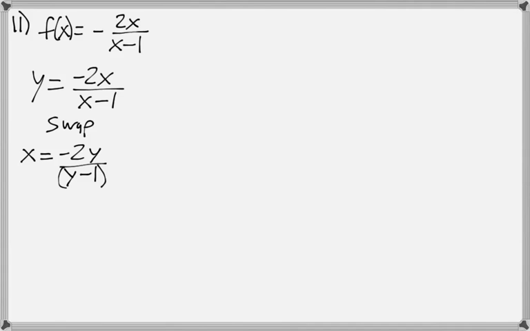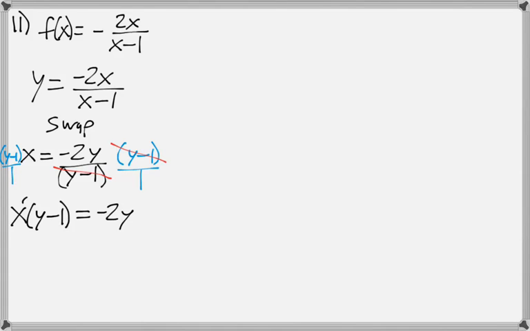And then I want to get this to the main level. So I don't want to have a fraction here. So I want to multiply both sides by y minus 1. And I do that because this will cross it off there. And this will leave me with x times y minus 1, and this is negative 2y. So then if I distribute the x, it's going to be like this.